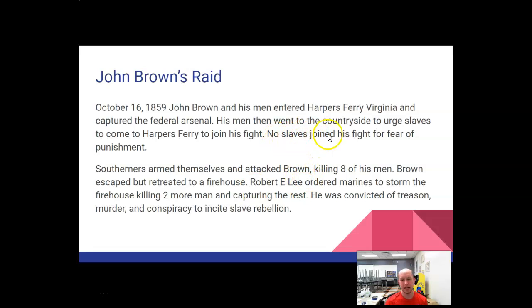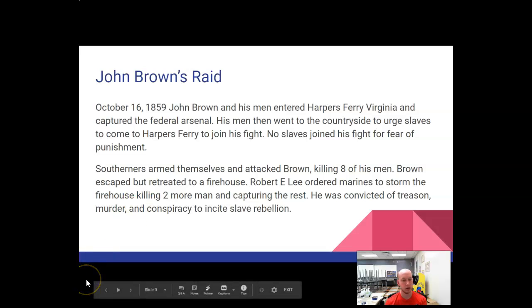He could not convince any slaves to join, and that goes back to so many people being afraid of what was going to happen to them if they were caught rebelling or going against their slave owners, and that's the control that slaveholders demonstrated. So what happened then? Southerners armed themselves and attacked Brown, killing 8 of his men. Brown escaped, but he had to retreat to a firehouse. Robert E. Lee ordered the Marines to storm the firehouse, killing 2 more and capturing the rest. He was convicted of treason, murder, and conspiracy to incite slave rebellion.